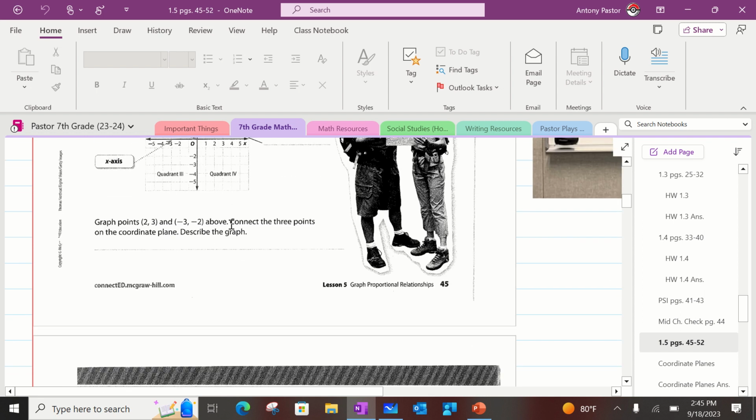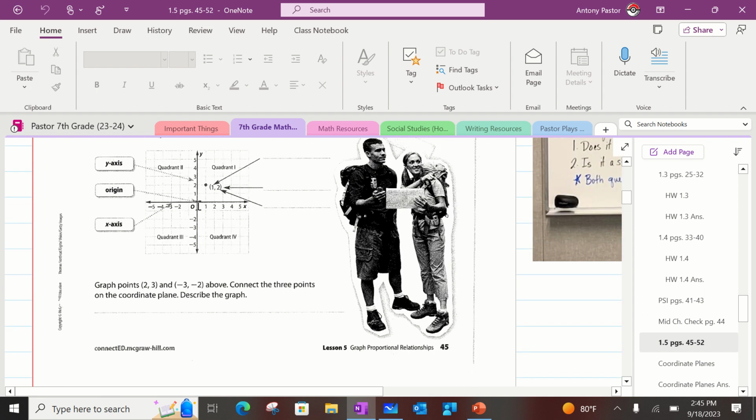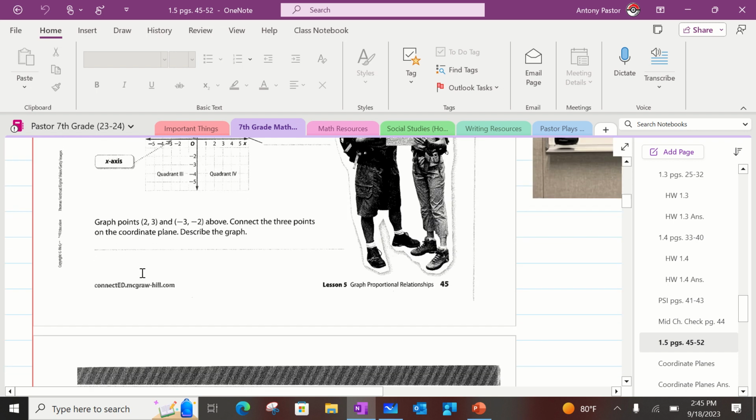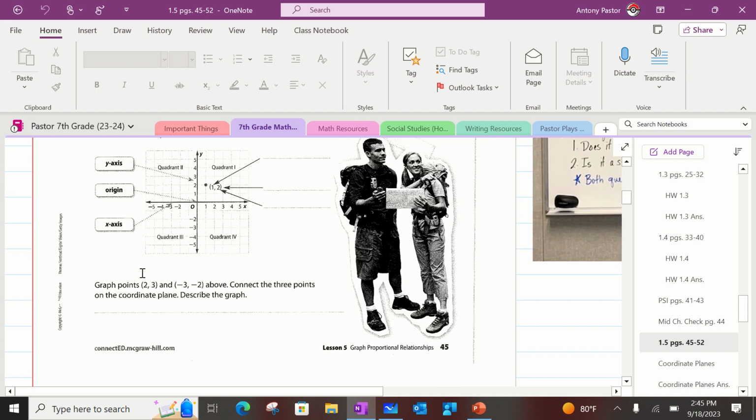Graph points. 2, 3 would be, we start at 0, 0, 2 to the right, 3 up, we'd be in quadrant 1. -3, -2, we'd be 3 to the left, 2 down, we'd be in quadrant 3. And then connect the points on the coordinate plane. So it'd be up there, down here.